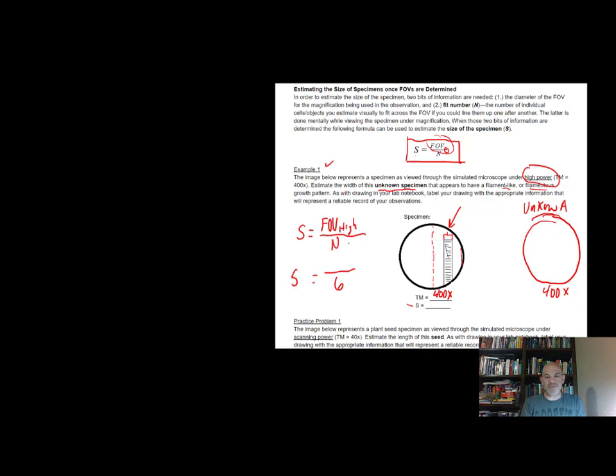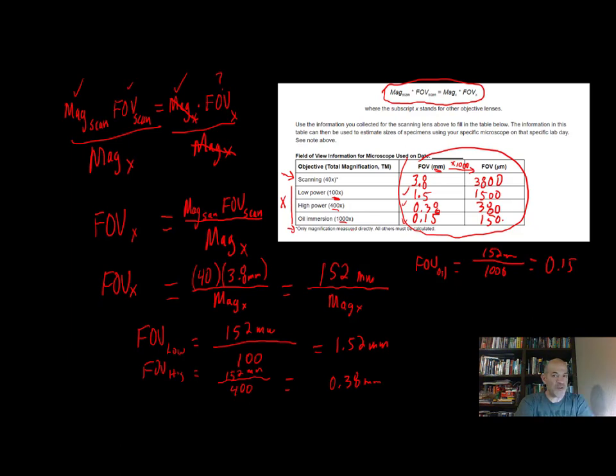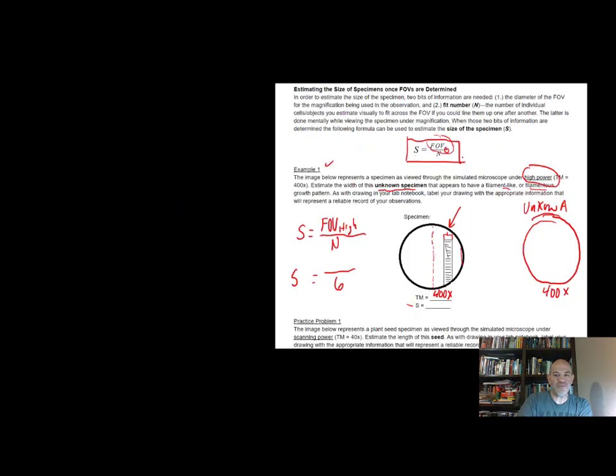Now, the diameter of my field of view, we figured out before we even started looking at the specimens. Since we're looking at this specimen under high power, and it's pretty small, I'm going to use micrometers instead of millimeters. So I'm going to use 380 in this one. You plug in 380, and don't forget the units, micrometers. And then you just go ahead and divide. 380 divided by 6 gives me 63.3333. I'm going to round to 2 figures, so that's 63, and the units are micrometers. And that's your estimate of size for that one.